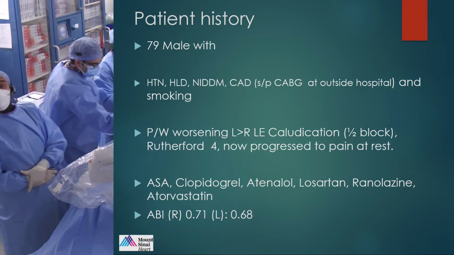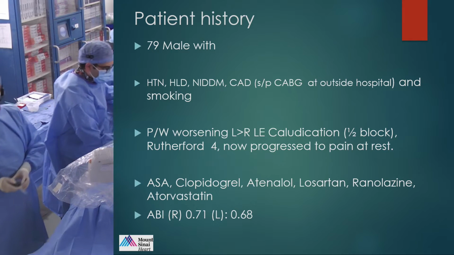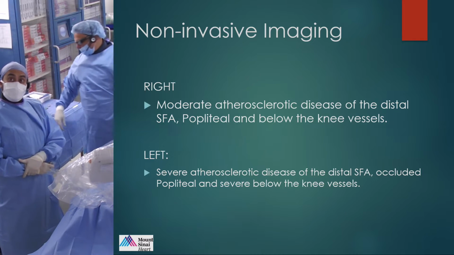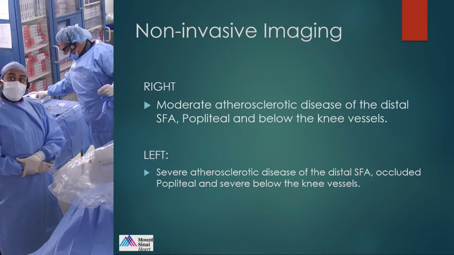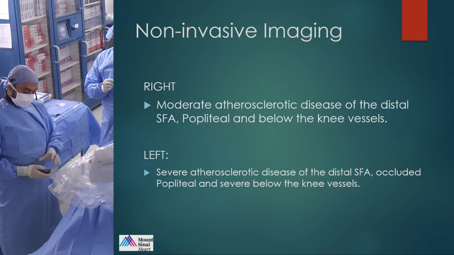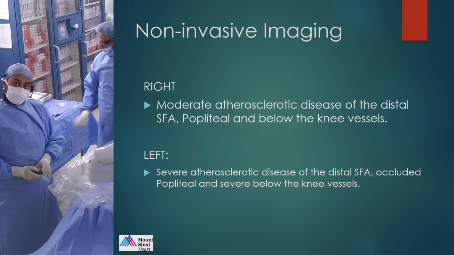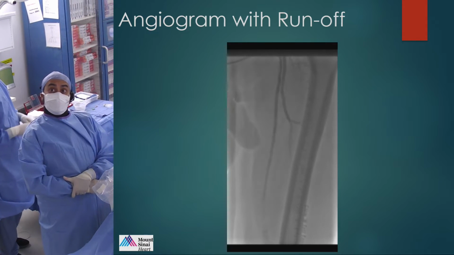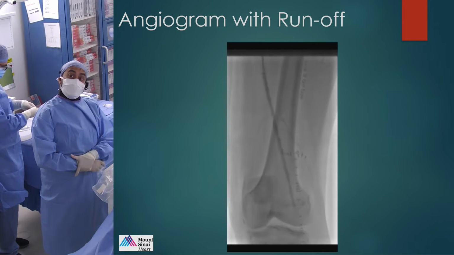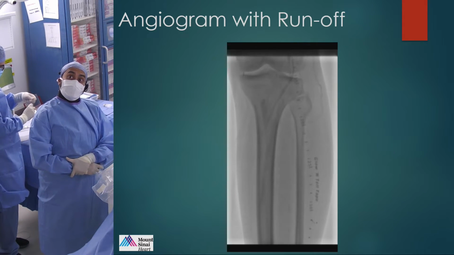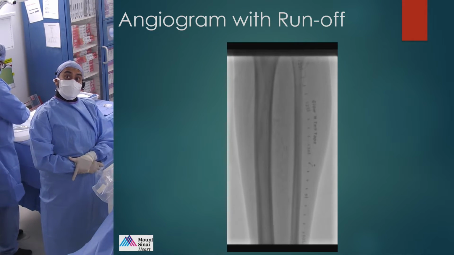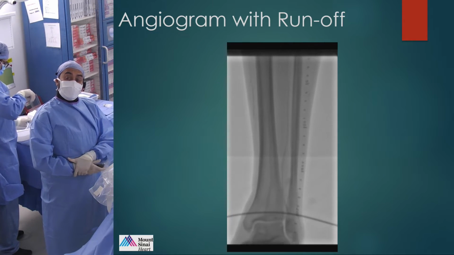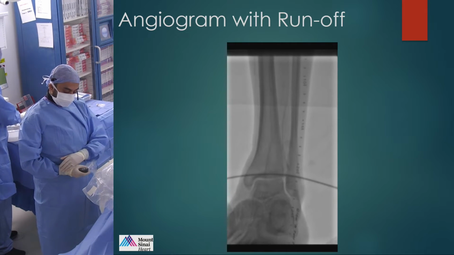His most recent ABI is 0.71 on the right and 0.68 on the left. The patient had a non-invasive workup, including an arterial Doppler that shows bilateral SFA disease. On the left side, he was found to have a possible occluded popliteal artery with severe below-the-knee disease. The patient had an angiogram done. The runoff shows a severely calcified SFA with a popliteal obstruction, as you can see below the knee. It reconstitutes at the level of the mid-calf with a two-vessel runoff to the foot with a PT and peroneal.